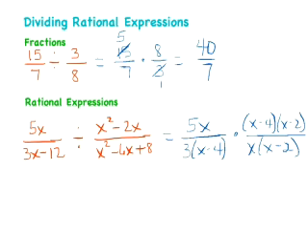Now I'm right back to doing problems like we were doing on the previous screen. I look for common factors to cancel out and then multiply what's left. So I can cancel an x minus 4, I can cancel an x minus 2, and I can cancel an x. And so what's left here for my answer is simply 5 over 3.